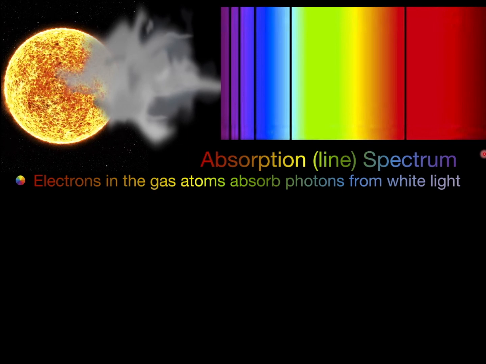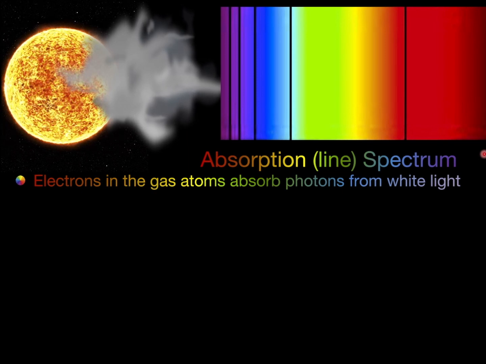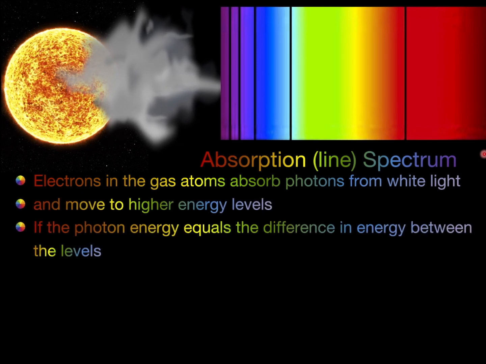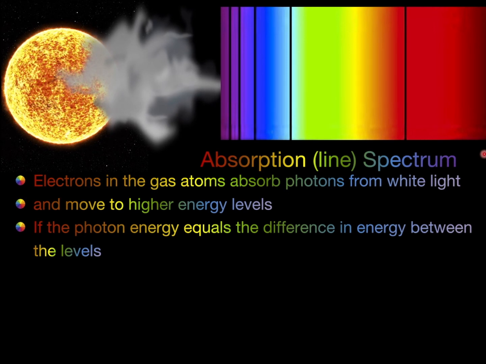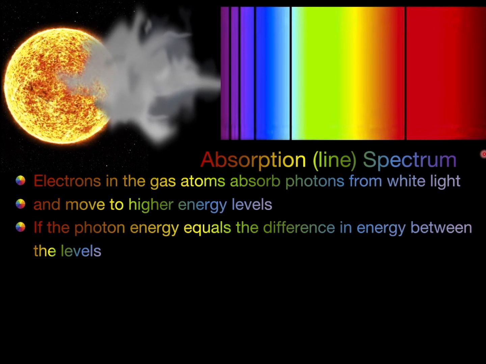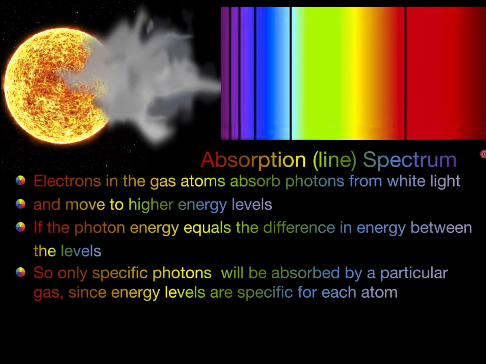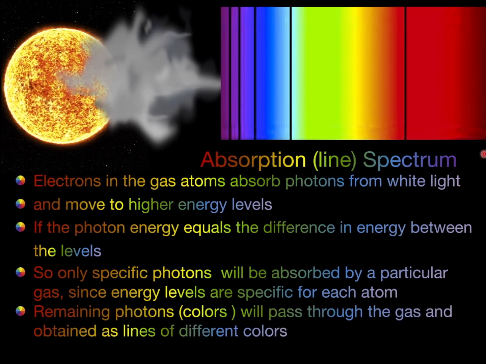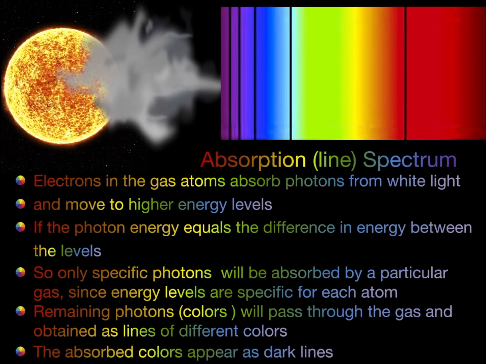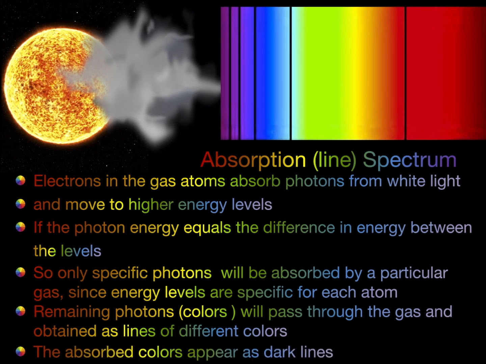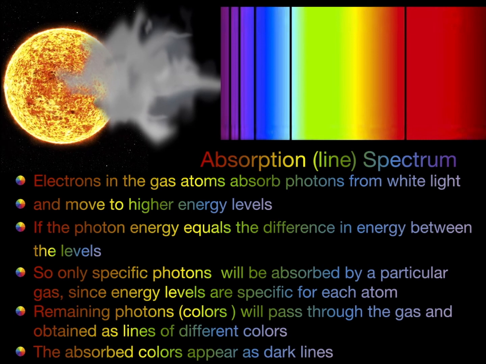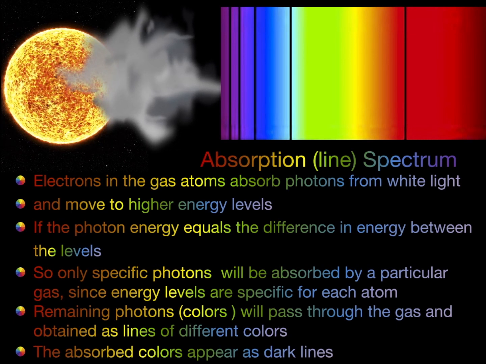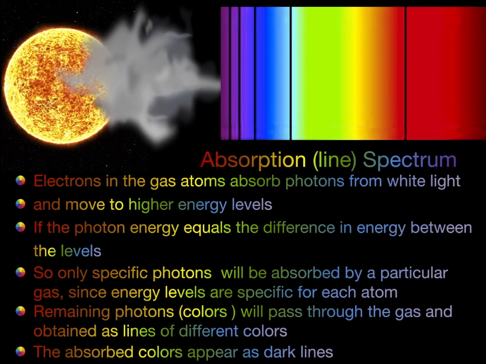Why are some colors absorbed? Because the electrons in the atom need energy to jump, only if the photon energy is exactly equal to the gap. So they don't take all the photons, only the photons which will help them to jump to another energy level. All the remaining colors you will obtain. So the absorption spectrum will give you an idea about which gas is present in the outer part of the star. Like this, the absorption spectrum you can always use to identify which gas is present.